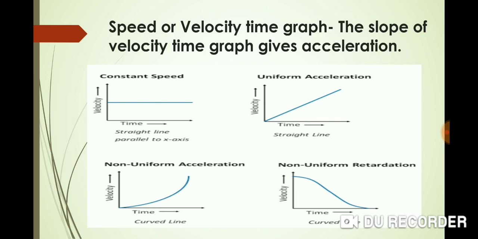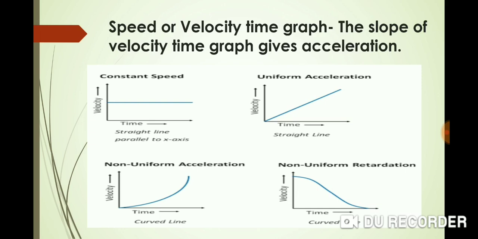The first graph is parallel to the time axis. When the velocity time graph is parallel to the time axis, it means the body is moving with constant velocity or constant speed. In this case, the acceleration of the body is 0. So this type of motion is also called non-accelerated motion. In the second graph, there is a straight line originating from 0. This straight line of a velocity time graph indicates uniform acceleration. That is, the velocity of the body is increasing by equal amounts in equal intervals of time.